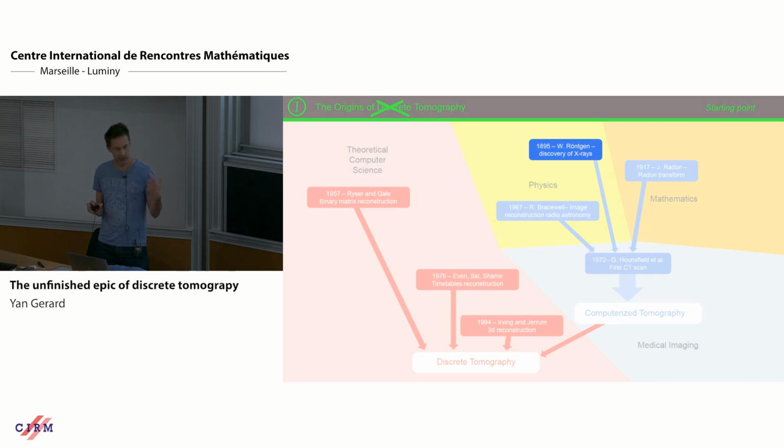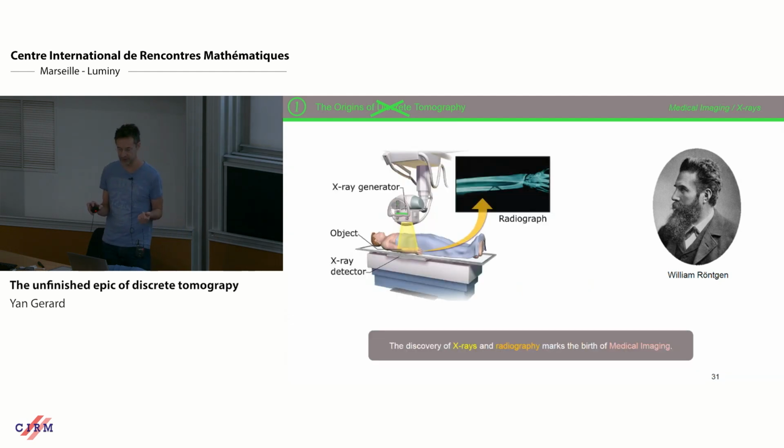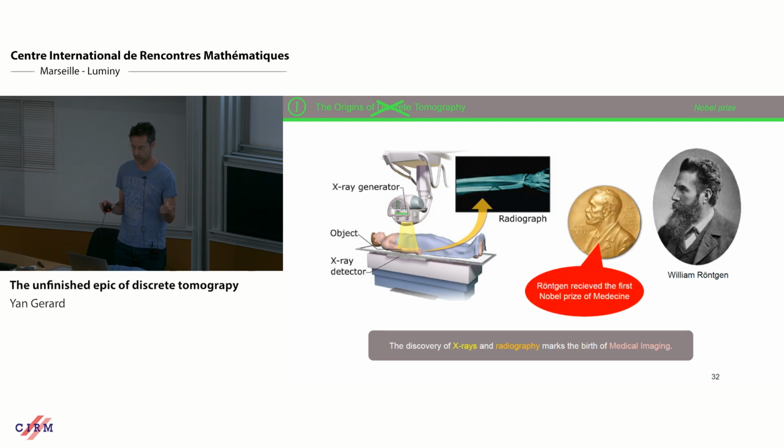Then I start with the very beginning of the field. It's the discovery of the X-rays by Röntgen. We did the first radiographies, and it's the birth of medical imaging. In fact, Röntgen received the first Nobel Prize in medicine, for this contribution. And that's the very beginning of the story.